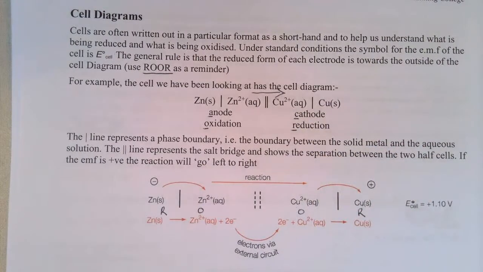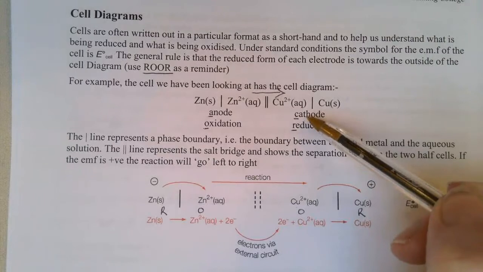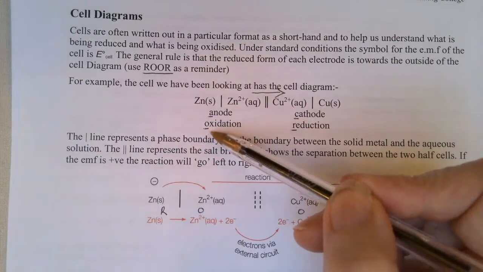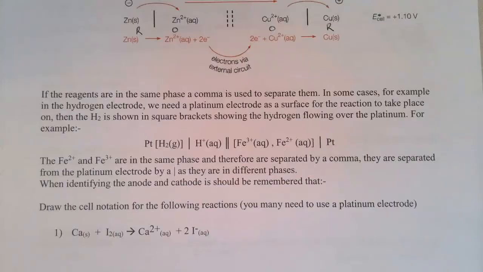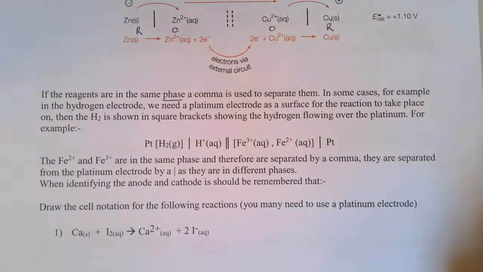The other way of remembering this is red cat and an ox. So again, red, R-E-D, goes with the cat, and there is an A-N, ox. So that's another way of remembering it. If the reagents are in the same phase, in other words, they're both solutions or both gases, then a comma is used to separate them.